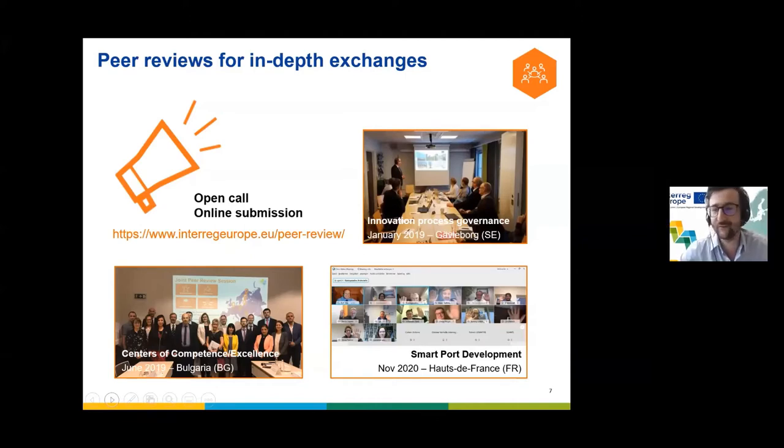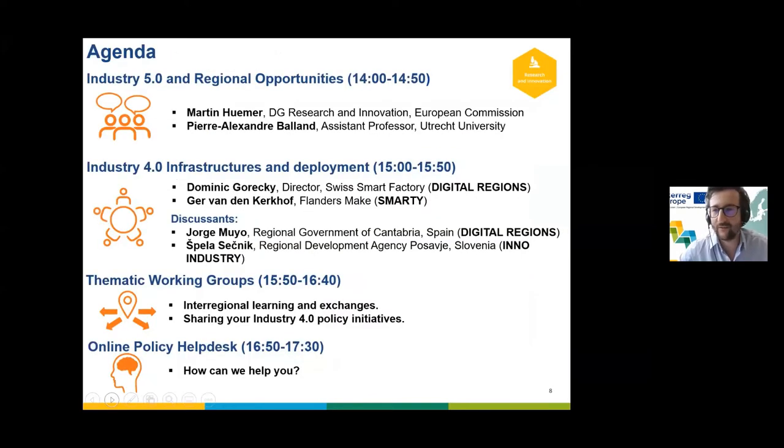Why not on Industry 4.0? Infrastructures to diffuse Industry 4.0 technologies. So let's have a quick look at the agenda of today. We start with two great keynote speakers. Martin Huemer from the European Commission will discuss a little bit more about this new emerging concept of Industry 5.0.